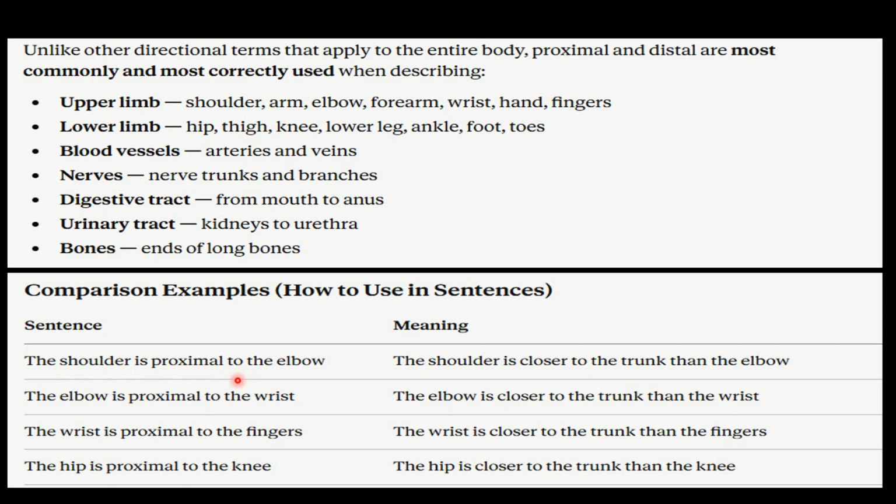The shoulder is proximal to the elbow. That means the shoulder is closer to the trunk than the elbow. The elbow is proximal to the wrist. The elbow is closer to the trunk than the wrist. The wrist is proximal to the fingers. The wrist is closer to the trunk than the fingers. The hip is proximal to the knee. The hip is closer to the trunk than the knee. Okay, so I think now you have an understanding of how it is used in examples or in a simple sentence.